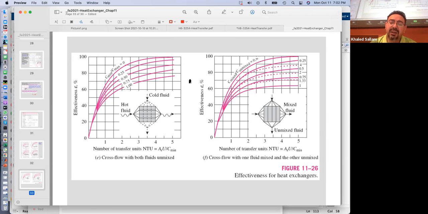So now this part is a little bit confusing. This curve. This one is not confusing. This is when both fluids are unmixed. That's easy. Both of them are unmixed, sent into passages or baffles, moving between walls. So you just find C min over C max and the number of transfer units, go up like this, and read your effectiveness.